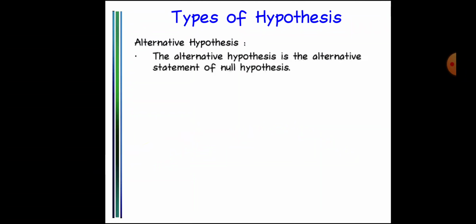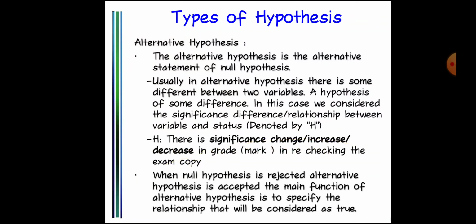Alternative hypothesis. The alternative hypothesis is the alternative statement of the null hypothesis. Usually in an alternative hypothesis there is some difference between two variables. A hypothesis of some difference. In this case we consider a significant difference or relationship between variables and status, denoted by H1. H1: there is a significant change, increase or decrease in grade marks in rechecking the exam copy.